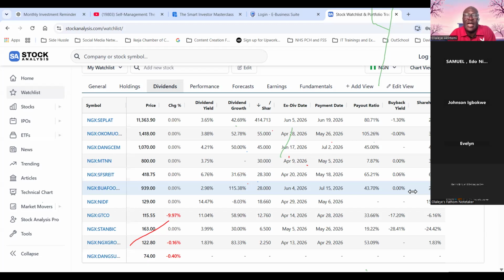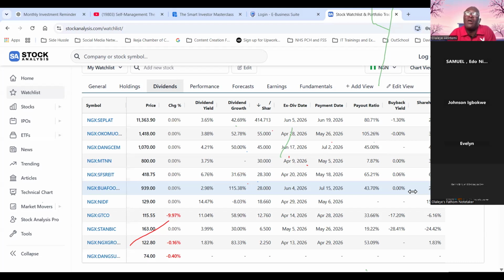High interest savings accounts. Anybody? Money market fund. No, a money market fund is different from a high interest savings account. When you are talking of a money market fund, you are talking of something like a Stanbic money market fund or GT money market fund.